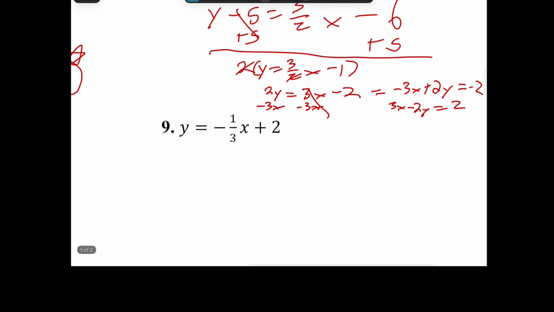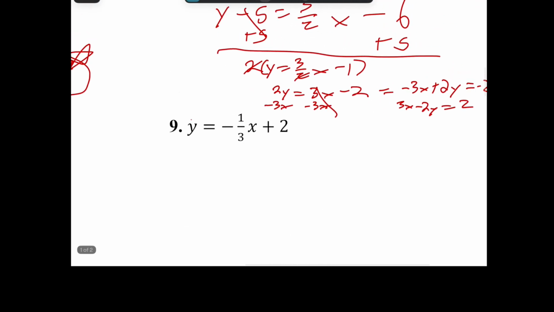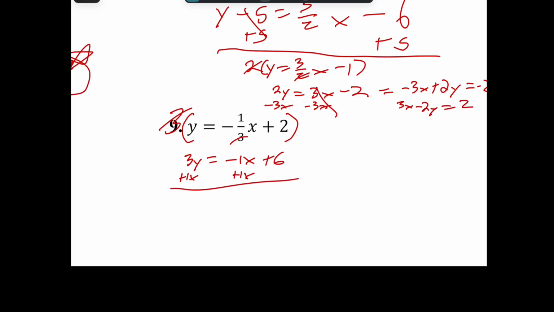Number 9. First thing I want to do on this one is get rid of that denominator. So I'm going to multiply everything by 3. I'm going to get 3y equals -1x plus 6. That's how I got the -x. Remember, that's a -1x. If that makes you feel better, I could write that, but you don't need to. So I'm going to add 1x to both sides. I'm just going to get x. I'm not going to write the 1. Plus 3y equals 6. Boom.